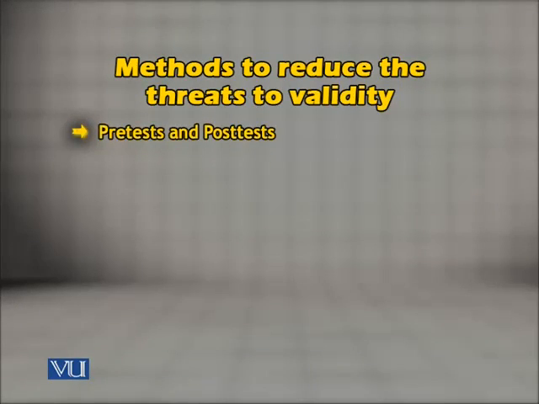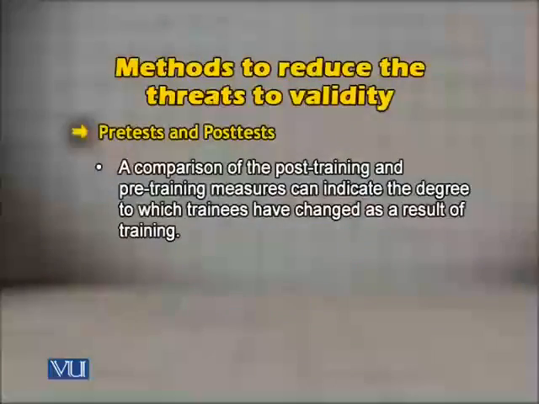The first thing we can do is to have pre-tests and post-tests in order to make sure that the effect of individual differences, the effect of baseline skills, the effect of baseline performance does not affect your end results. What we do is that we use pre-tests and post-tests. That is one of the first measures that can be taken to improve the evaluation design. So a comparison of the post-training and pre-training measures can indicate the degree to which trainees have changed as a result of training. So this is what can be used to see that the change has taken place because of the training.